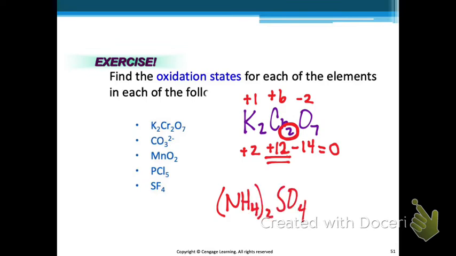Let's say you've got something like that, right? You've got 2 polyatomic ions that are kind of busy. We could pull those apart and do NH4 plus and SO4 minus 2 separate. You know what I'm saying? That might be the more applicable way to do that one.